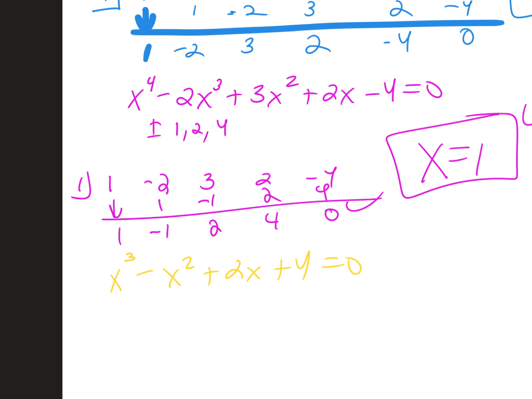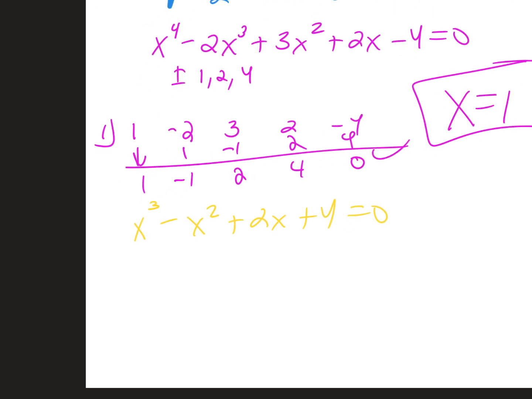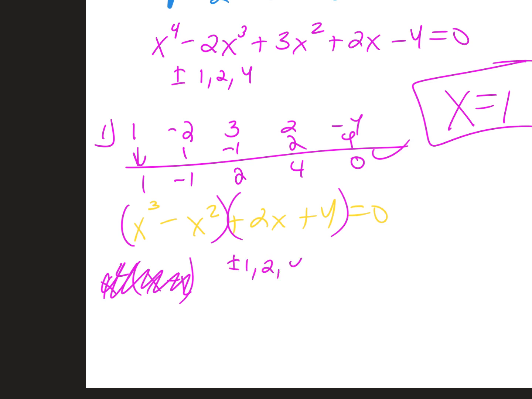Now, again, you can just jump to P over Q if you want to. But at this point, I'm going to just see, wait a second. Does this group? It may not. That's okay. But it might. So let's just see what happens. What can I take out of x cubed and x squared? If I take out an x squared, I'm left with x minus 1, right? Is there anything I can take out of 2x and a positive 4 that's going to leave me with an x minus 1? Oh, man. So what does that mean we have to do? P over Q again. So plus minus 1, 2, and 4.